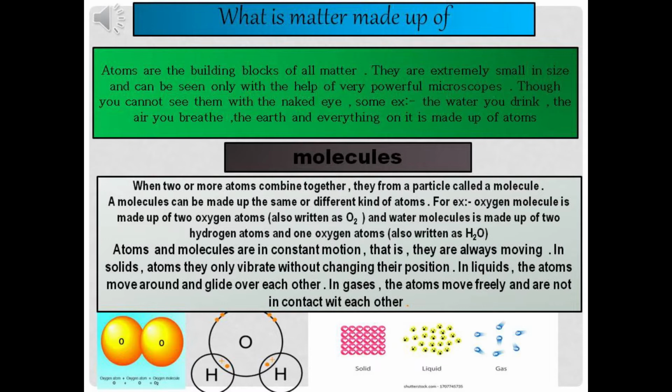Atoms and molecules are in constant motion. That is, they are always moving. In solids, atoms only vibrate without changing their position. In liquids, the atoms move around and glide over each other.